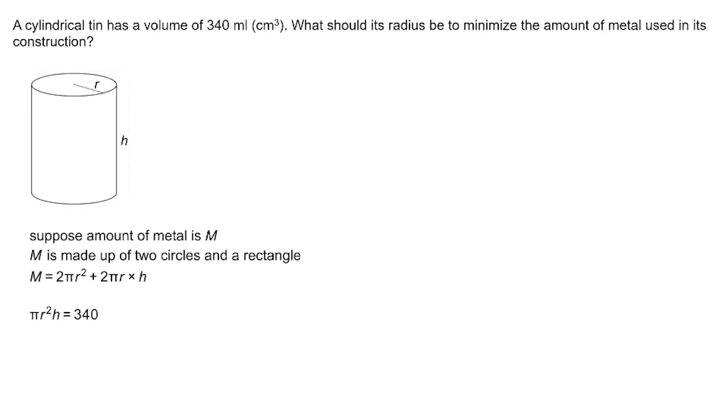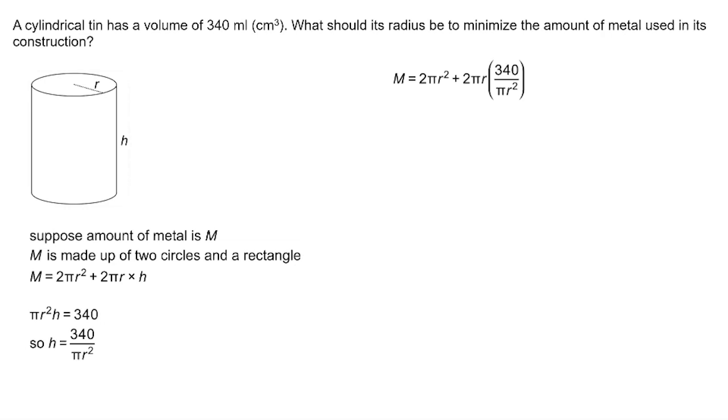The problem with that formula as it stands is that it's got 2 variables in it. Remember, pi is not a variable, it's a constant, but it's got r and h. However, we know that the volume is 340 mils. Now the volume is the surface area of the top times the height. So we can get an expression for height in terms of radius.